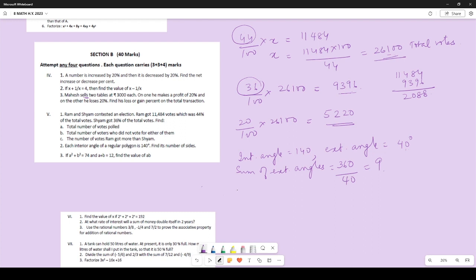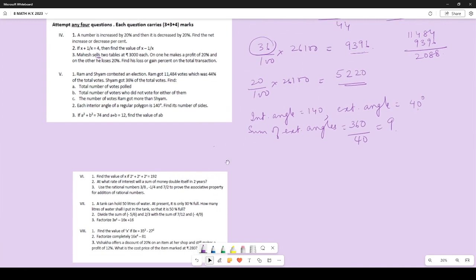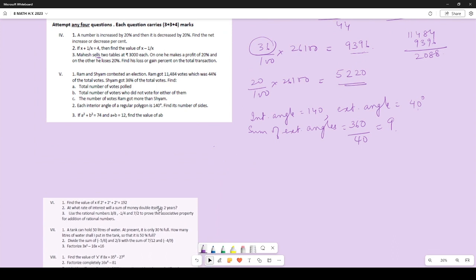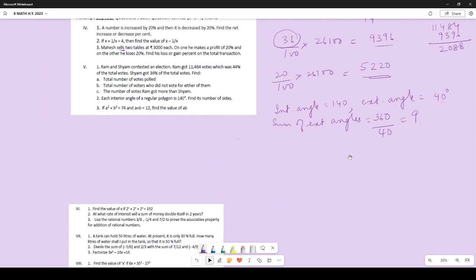So the number of sides is 9, right? Now let us get to the last question. If a square plus b square is equal to 74 and a plus b is 12, find the value of ab.